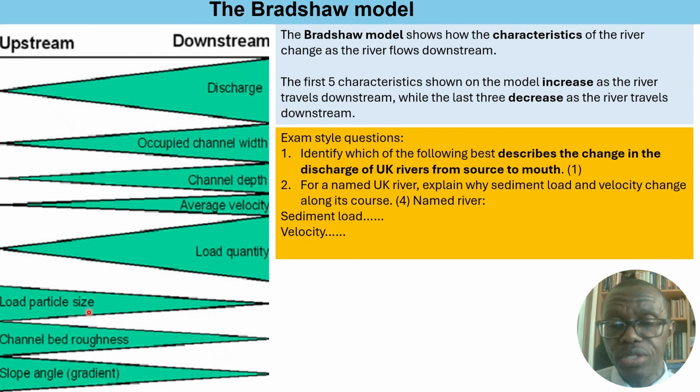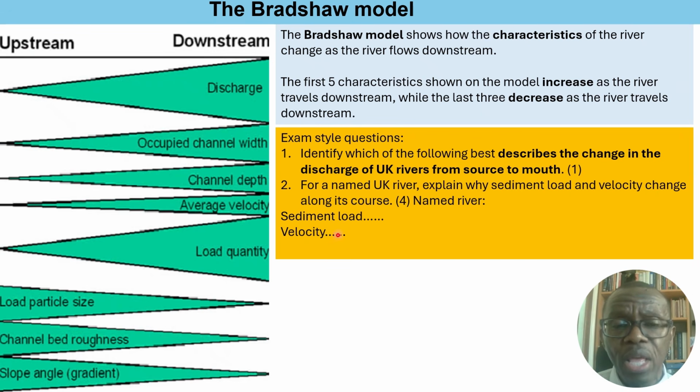Now, what kind of questions can we be asked with regards to the Bradshaw model? So: identify which one of the following best describes the change in the discharge of UK rivers from source to mouth. This question was asking about the discharge, and of course the right one to pick here would have been that the discharge is going to increase as the river moves downstream. And that could be for any of these here, the first five, and then for decrease, any of the three at the bottom.